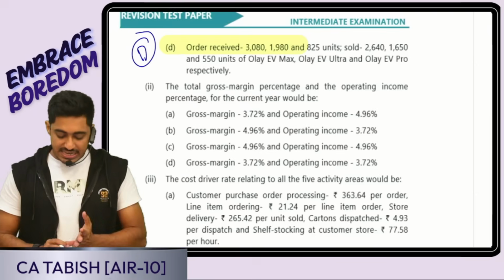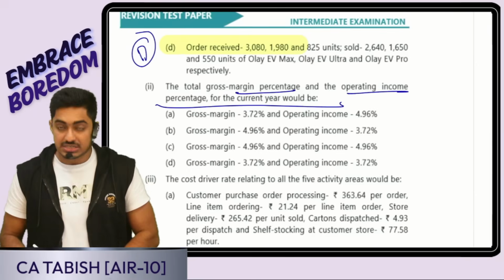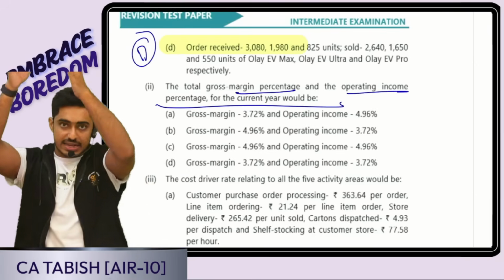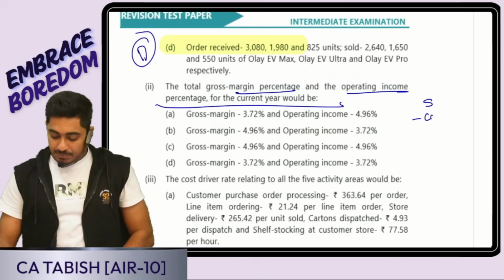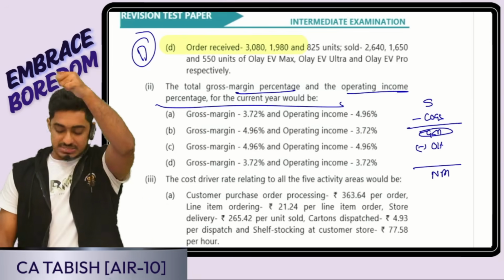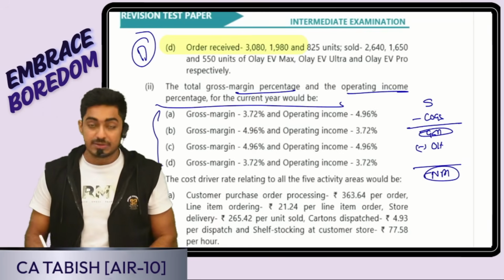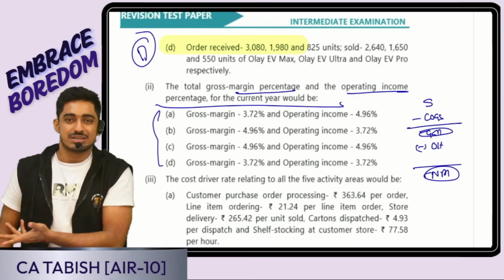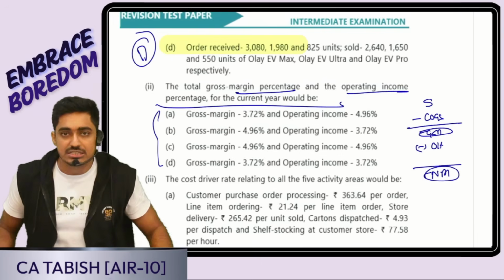Perfect. Second, calculate the total gross margin percentage and operating income percentage for the current year. For the current year, I will prepare the statement as per ABC. First, I will show sales minus cost of goods sold and arrive at gross margin. From that, I will reduce my overheads and arrive at my net margin or net profit. Gross margin I will calculate as a percentage of sales, and net margin or operating income as a percentage of sales. I will get one of the answers given below. It is just a simple ratio calculation. You can do it yourself.